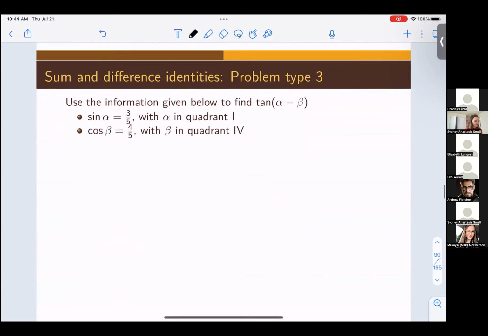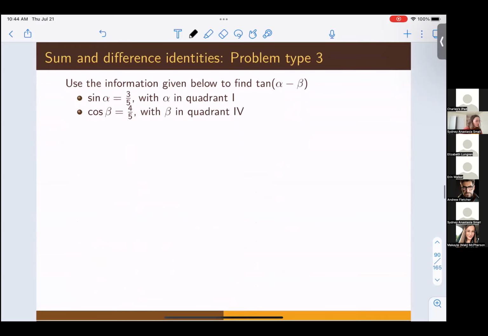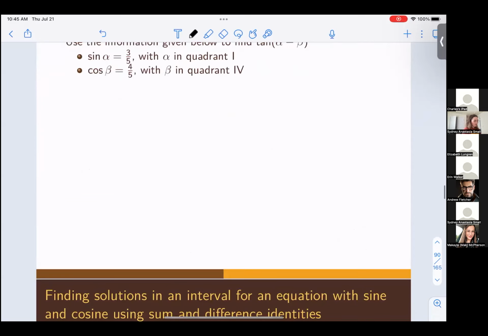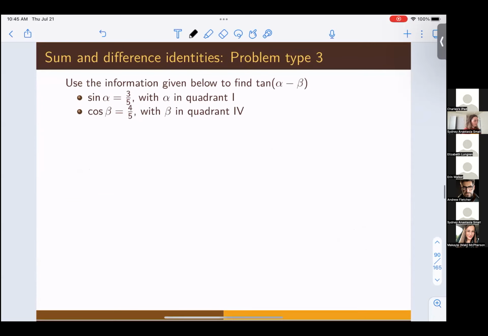So let's try another kind of problem that's a little trickier. I want to use this information to find the tangent of alpha minus beta. And I don't have alpha or beta. I have that the sine of alpha is 3/5, and I have that the cosine of beta is 4/5. That's all I have. I don't have anything about alpha or beta. So let me write down the formula for the tangent of alpha minus beta from this sheet up here, just so we know what pieces of information we need to look for.